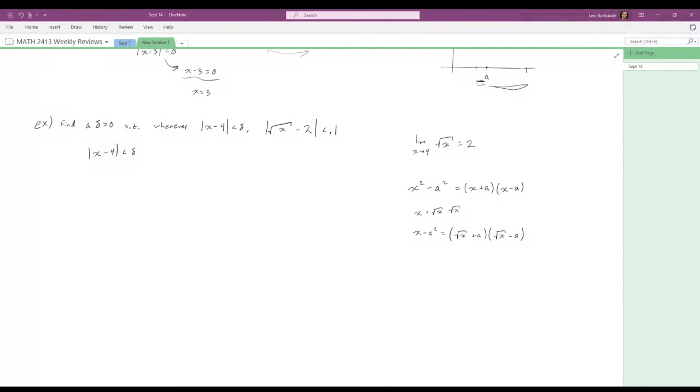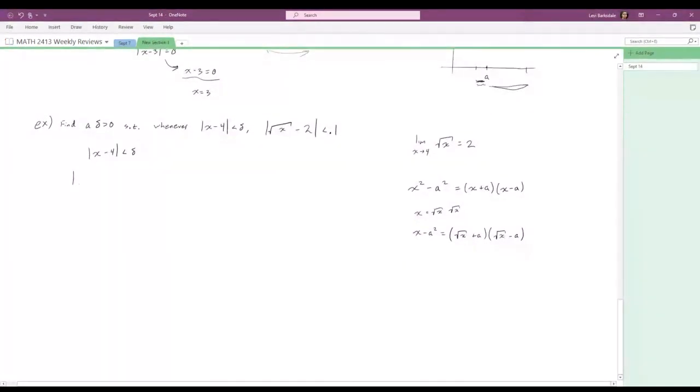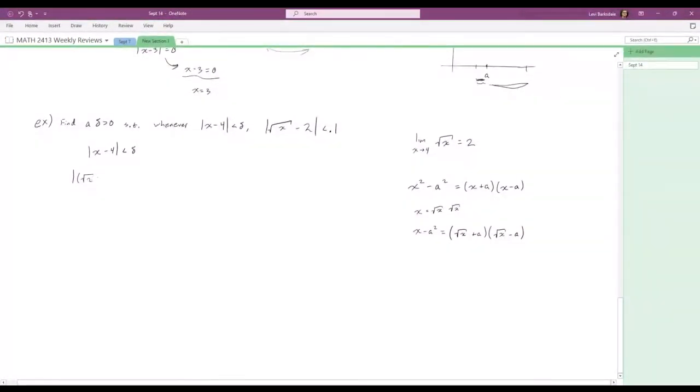It's a bit weird to think about, but this is actually how I'm going to factor my x minus 4 is less than delta. I'm going to say this means that the square root of x minus 2 times the square root of x plus 2 is then smaller than delta. So just rewriting x minus 4 by factoring it in a kind of weird way.